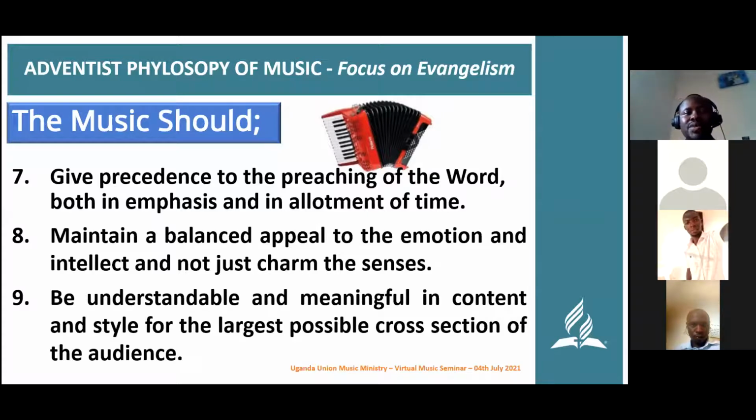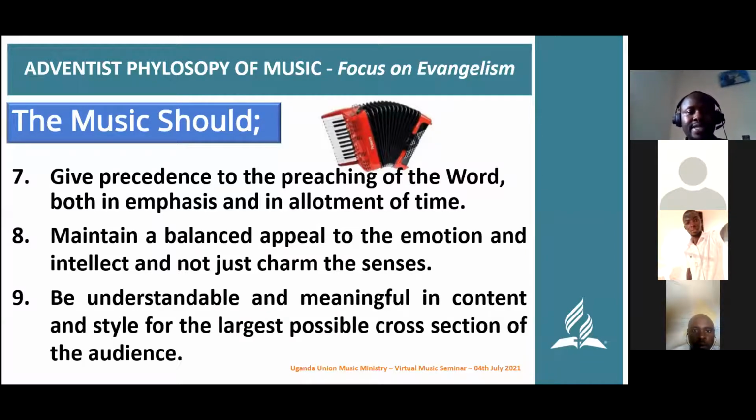That's why we say that the music should be able to maintain a balanced appeal to the emotion and the intellect. That element in the people, in God's people, they should be able to receive it at a balanced point in their life so that at the end of the day, they do not lose out on the message that is in the song.